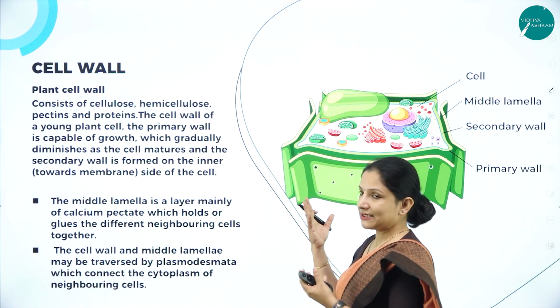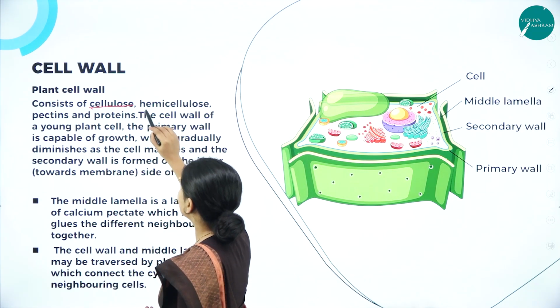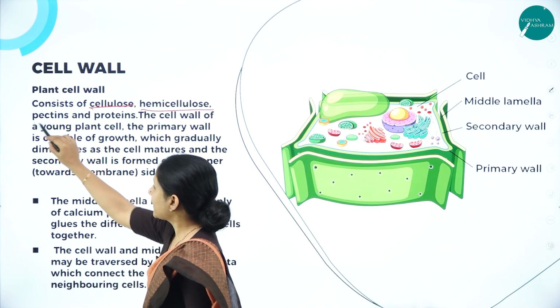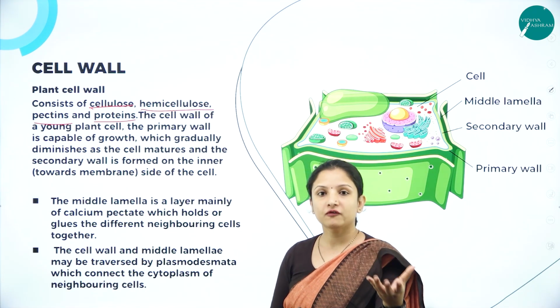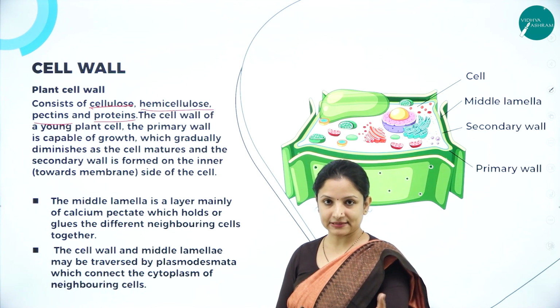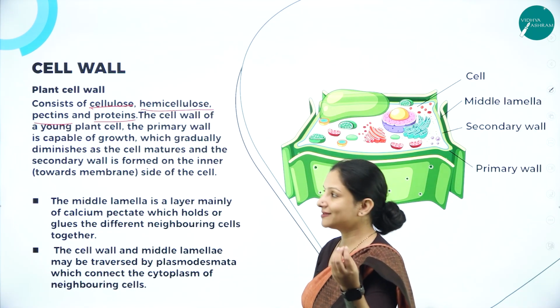So what is the plant cell wall made up of? The plant cell wall is also made up of cellulose. They have hemicellulose, pectins, and they have proteins. Say for example, apple. The cell wall of apple contains a lot of pectins. So they are made up of cellulose, hemicellulose, pectins and proteins.